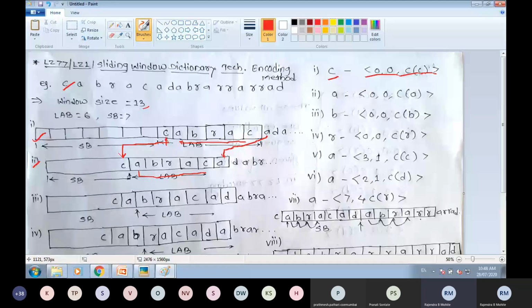Then you can draw the new window. You place C in the search buffer side because it is already encoded, and then you slide slowly. So in the place of C from the previous window you place A in the new window, and in the place of B you can place.